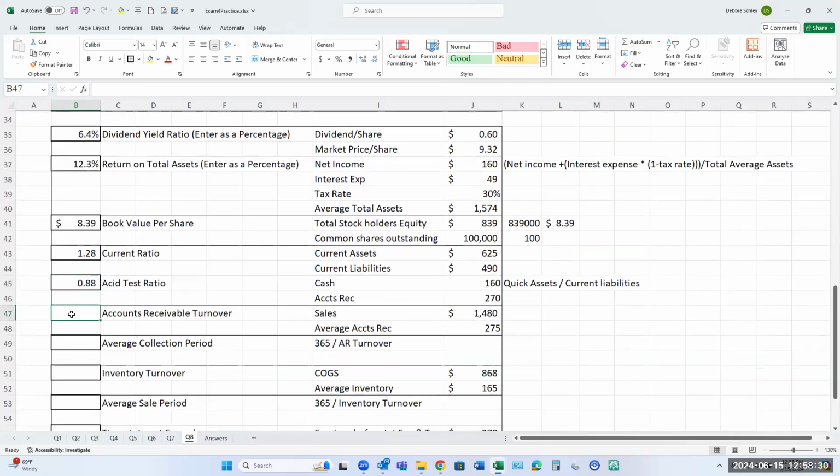Okay, accounts receivable turnover is equal to sales for year 2 divided by the average accounts receivable. Again, you get the average by taking year 1 accounts receivable plus year 2 accounts receivable and then divide by 2. And that is not a dollar sign.